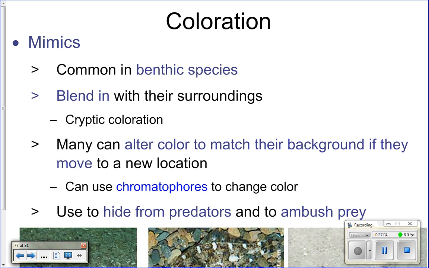Remember chromatophores? Color changing cells. Fish can have chromatophores too, that they can use to change colors. And the reason why they would do this is to hide from predators and also to be able to ambush prey. So they'll be sitting there blended in with the background, and then their prey wanders close enough and they pop out and grab their prey. So it helps them to find their prey.